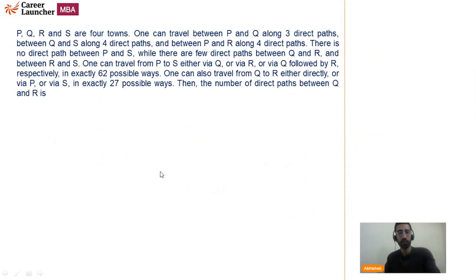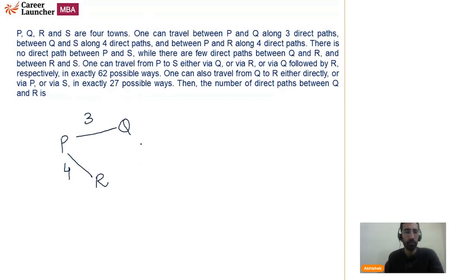The next question says P, Q, R, S are 4 towns. One can travel between P and Q along 3 direct paths. It doesn't say single arrow, it could be double. We'll see. Between Q and S along 4 direct paths. Between P and R as well. So there's a direct path between P and R. I think we shouldn't make this double or single arrow. We don't know yet. We'll see.